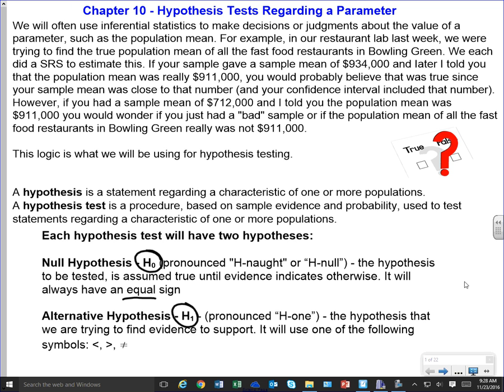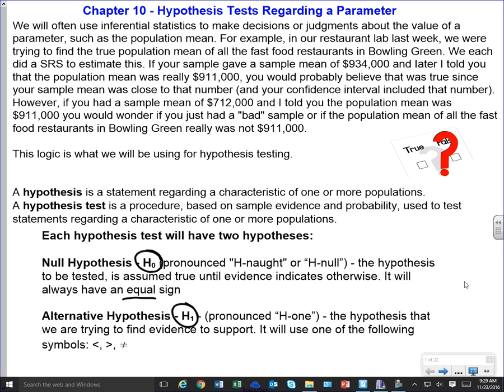Even though we're still using normal probabilities, we're using the z-score like we've done before. We're using alpha similar to how we have before. So we're using a lot of things that we did before. We just are using them in different ways. So often, with inferential statistics, what we're doing that for is to make decisions or judgment about the value of a parameter, like a population mean, for example, right?